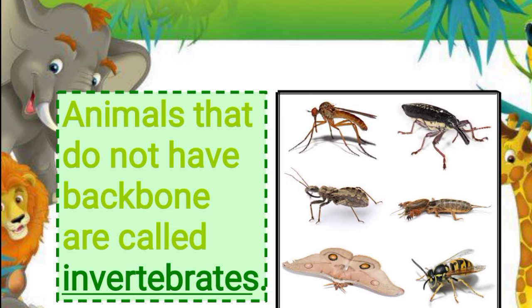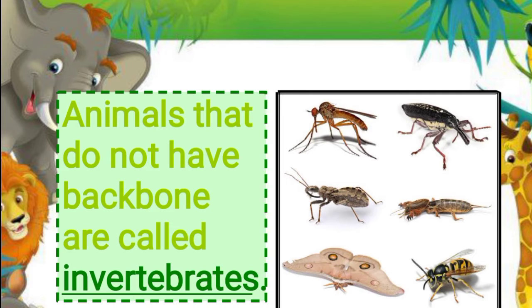So invertebrates live in every part of the world. In fact, most of the animals on earth are invertebrates. Invertebrates come in all different shapes and sizes. So, animals that do not have a backbone are called invertebrates. For example, insects such as cockroach and ant, worms, and mollusks such as slug and snail.